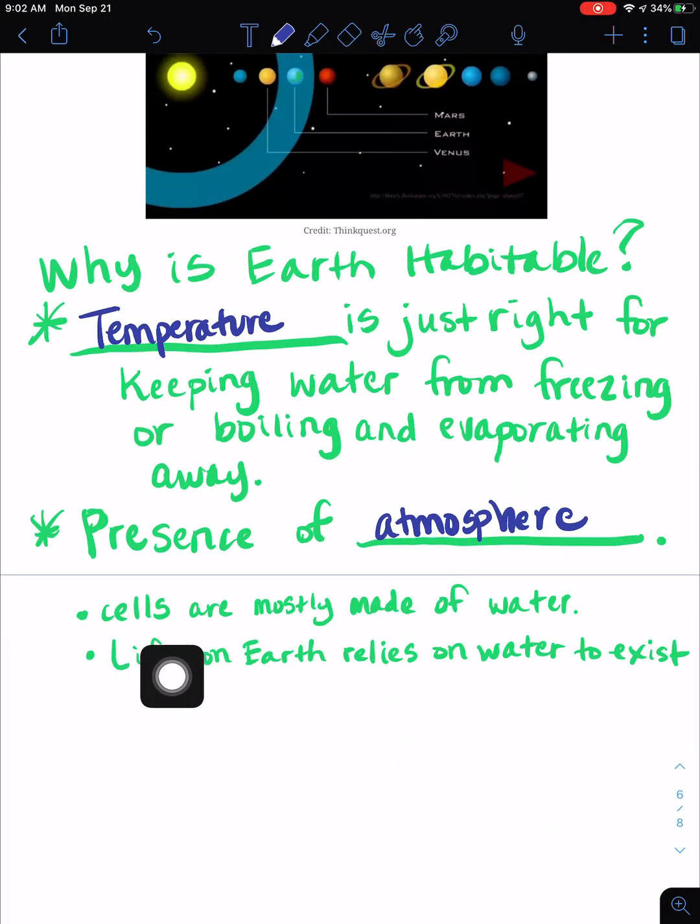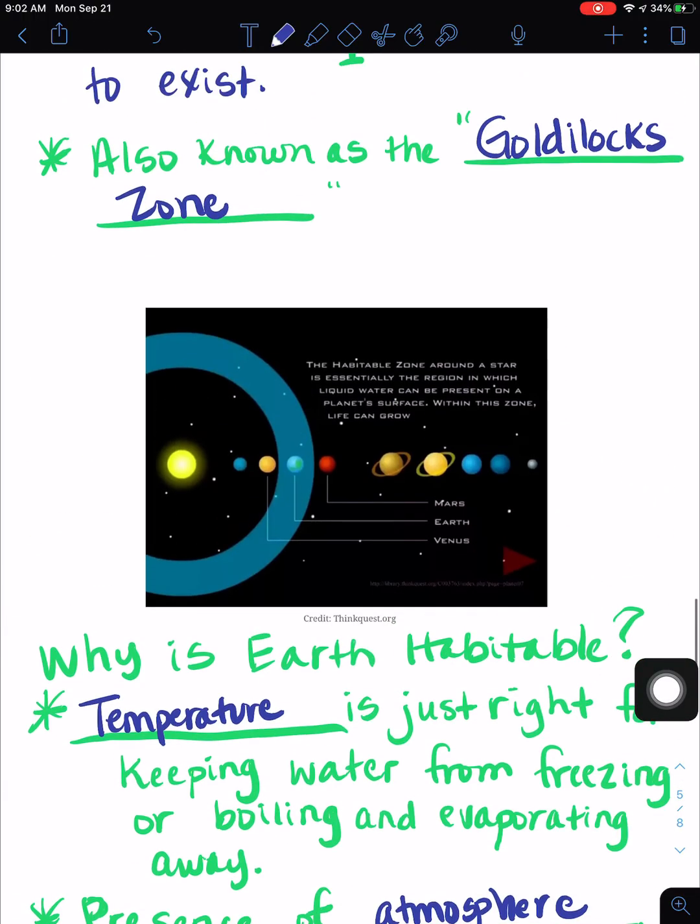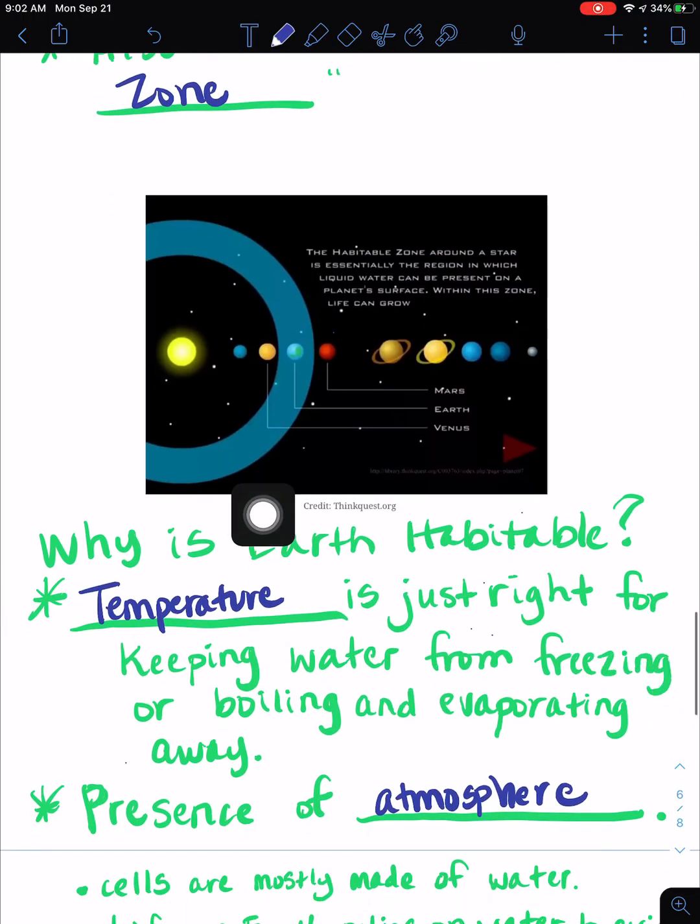Last few things is that cells are mostly made of water. That's why liquid water is very essential, because most things, and I'm not talking about just humans, I'm talking about plants, I'm talking about insects, things in the ocean, they are mostly made of water. Life on Earth relies on water to exist. So because Earth is in this habitable zone, which is this area around the sun, the circle that goes all the way around, it is the perfect location for liquid water to exist.